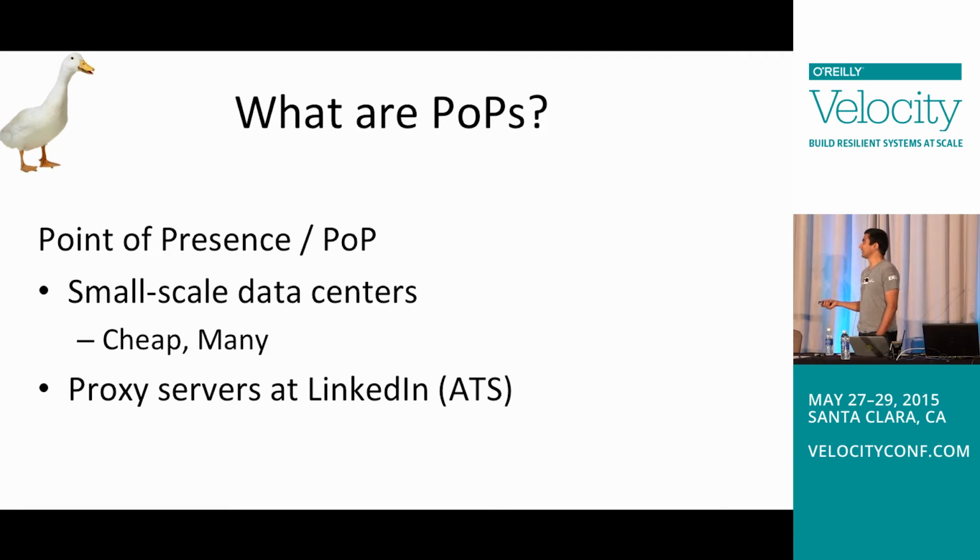But at a high level, it's just a small-scale data center. You have big data centers, and POPs are just small-scale data centers, usually a rack or half a rack. You rent it somewhere in a co-location center. Since they are small, they are cheap to build, and since they are cheap, you can build a lot of them. So you could have a global footprint using POPs. At LinkedIn, we use POPs to house our proxy servers, and that's all. We just use Apache Traffic Server as proxy servers.